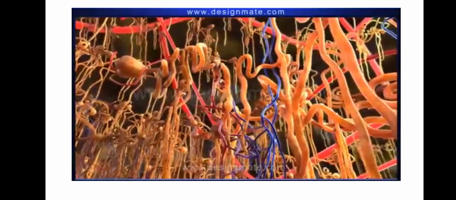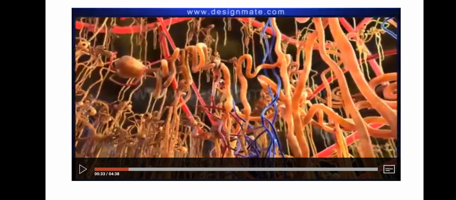Then you have blood vessels all over the place, blue and red. The ones in orange or brown are called the renal tubules. These are all renal tubules together. Then you have millions of nephrons, and the red and blue are the blood vessels. I hope you are clear on this. If you're clear on this, it's easy for you to learn the filtration process.